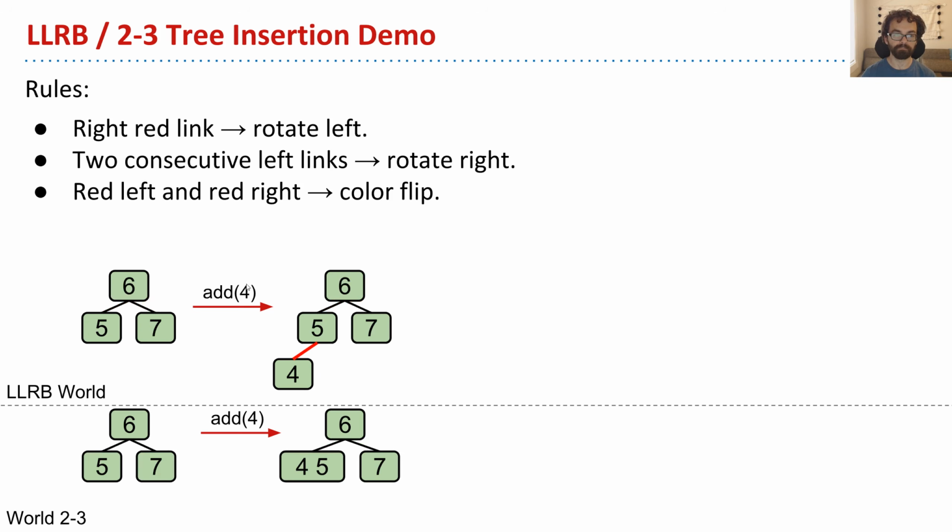Next up is adding 4. Adding 4 isn't very interesting. We just dangle it off of the 5 in the red-black tree, and that corresponds to this 2-3 tree below.